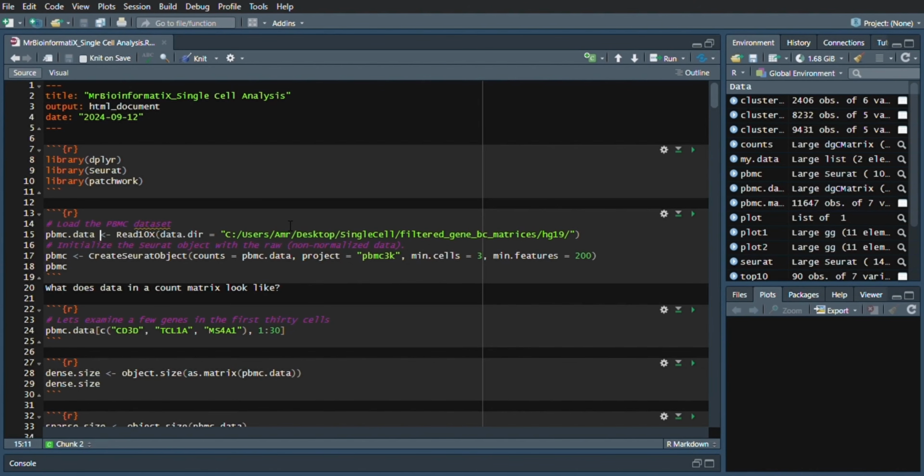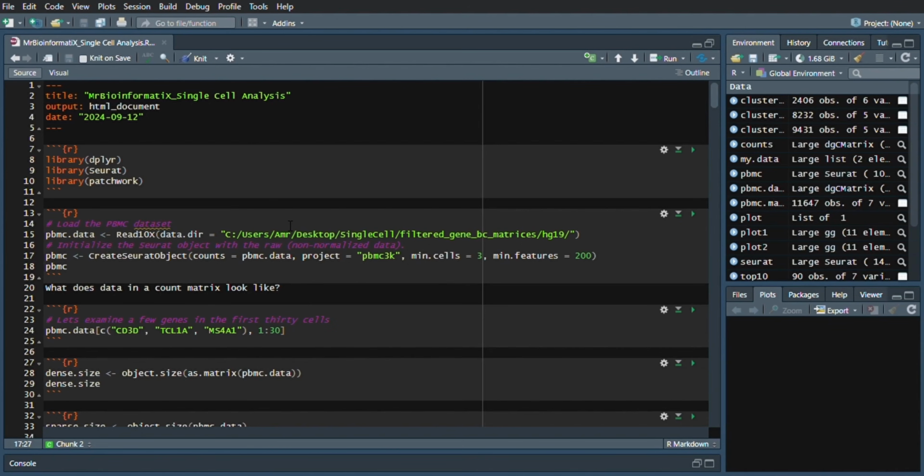And then we used Read10X, which is a function that understands the specific format of 10x Genomics data. And inside, we wrote data.dir. Dir comes from directory, which specifies where our data files are located on the computer. Then we initialized our scRNA-seq object. We wrote pbmc as a variable, and we used the function CreateSeuratObject.